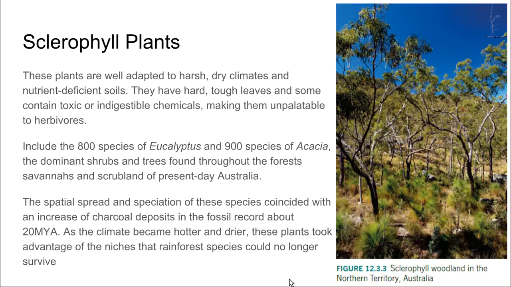Sclerophyll plants do include the 800 species of eucalyptus and about 900 species of acacia, and these are the dominant shrubs and trees found throughout the forests and savannas and the scrubland of present-day Australia. The way that these are spread and the speciation of these has in fact coincided with an increase in charcoal deposits within the fossil record, and that occurred about 20 million years ago. And as the climate became hotter and drier, these plants took advantage of the niches that the rainforest species could no longer survive within.